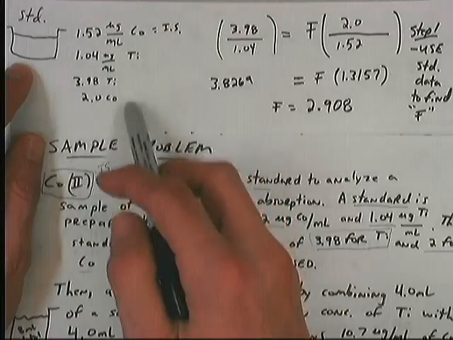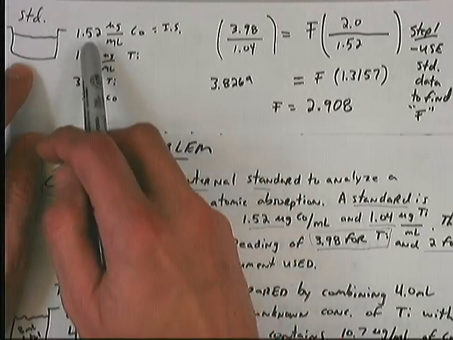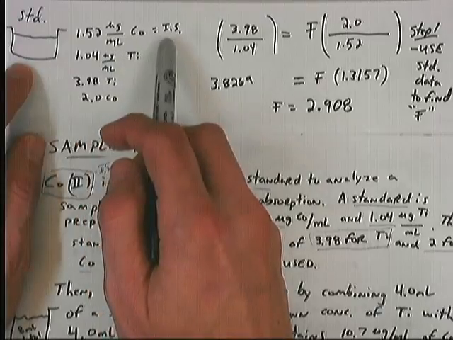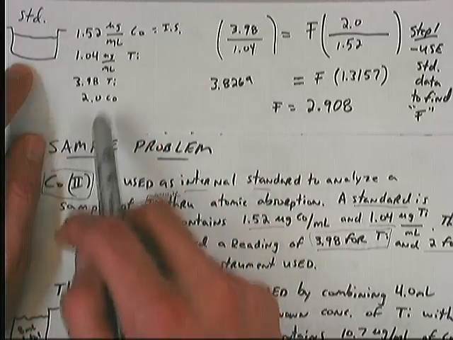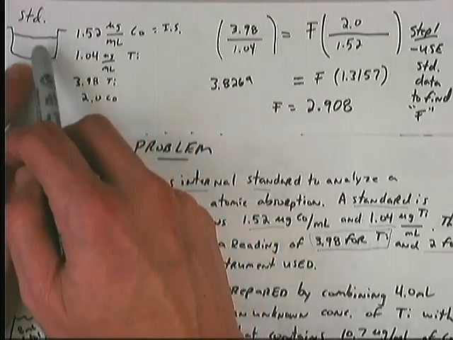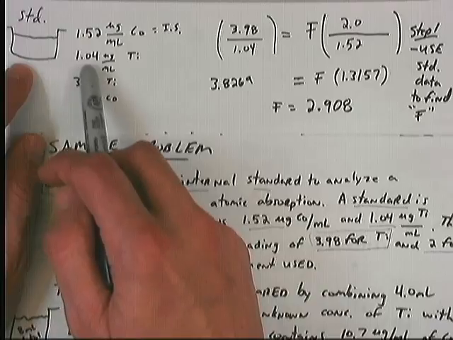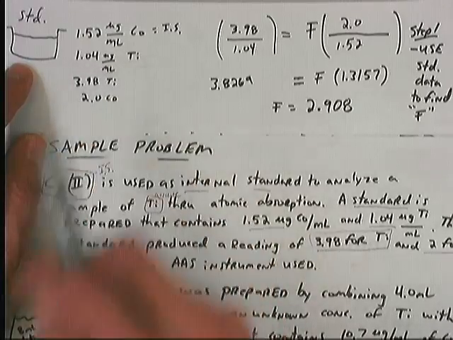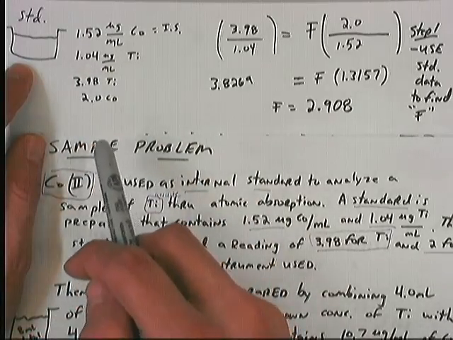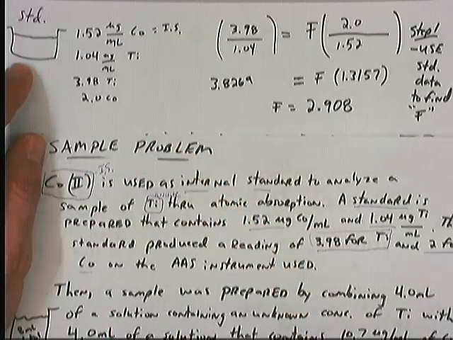So what I've done up here is I've summarized the information that was given to me in the problem. I said, okay, the concentration of the cobalt, which is the internal standard, is 1.52 micrograms per milliliter. The concentration of titanium in that sample that I analyzed for my standardization to find F was 1.04 micrograms per milliliter. The signals that I received at my detector were 3.98 and 2 for titanium and cobalt, respectively.